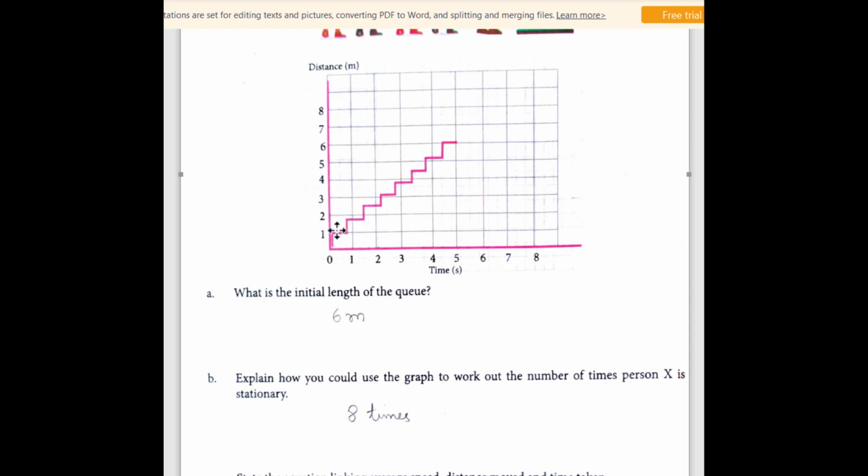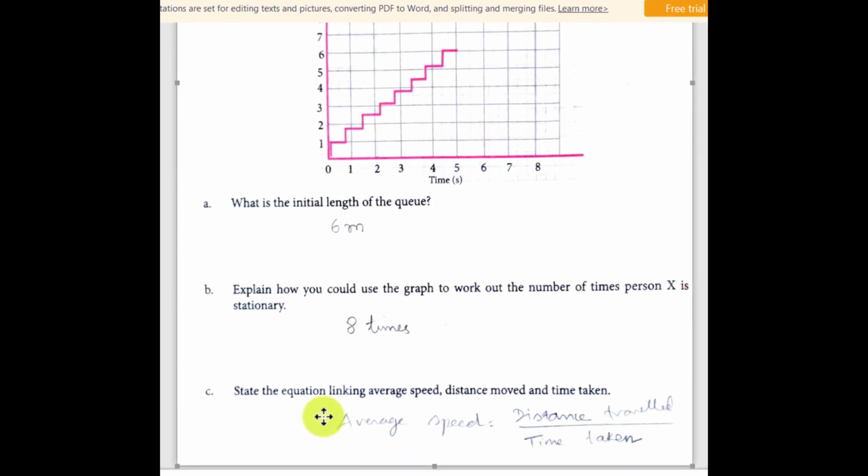How many times? 1, 2, 3, 4, 5, 6, 7, 8. 8 times the person will be at stationary state. Okay, like that you have to write the answer.